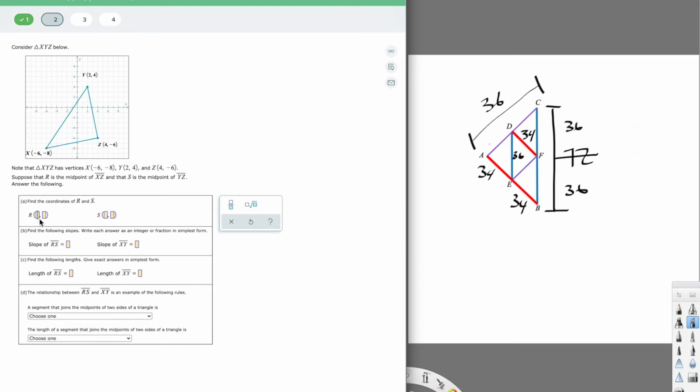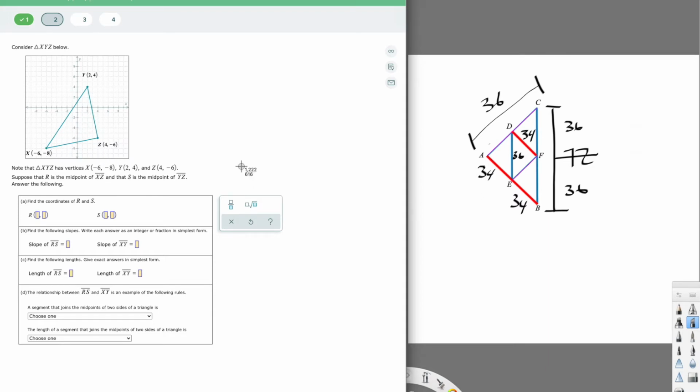So R, they want the coordinate of R and the coordinate of S. And these are midpoints if we read this direction. So note that the triangle XYZ has vertices X, Y, and Z. And I didn't read the full vertices there, but suppose R is the midpoint of XZ. So we have XZ here.